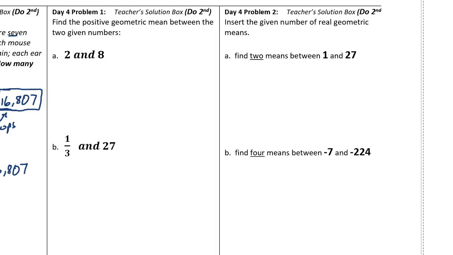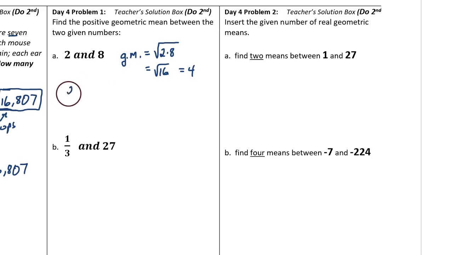Here are the answers for the bell work, day 4. Find positive geometric means between the two given numbers. So to find the geometric mean, the fastest way is to do the square root of the first number times the second number. So this is the square root of 16, which is equal to 4.